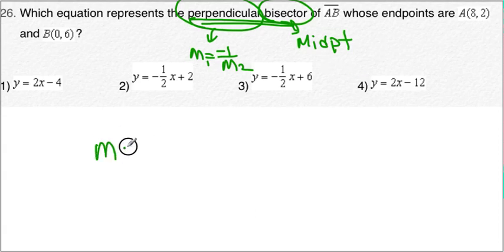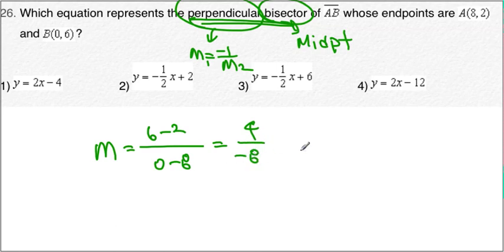Slope between A and B must be change of y over change of x. So 6 minus 2 over 0 minus 8. Then you will realize that we end up having 4 over negative 8. But it's perpendicular, so if this is the first slope, the second slope has to be simply 2. In fact, it has to pass through the midpoint. So what's the midpoint? We are looking at the fourth choice or the first choice.